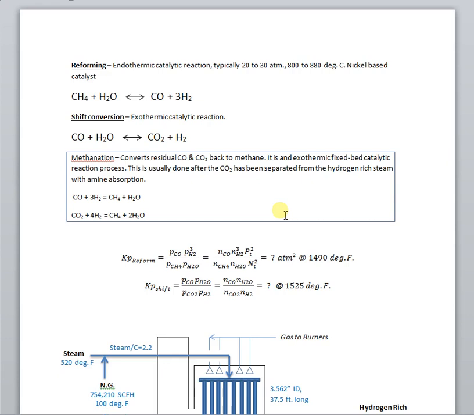Back to the reformer process. The partial pressure equilibrium constant, Kp, is used to express the relationship between product partial pressures and reactant partial pressures. As shown here, the equations can be rewritten in terms of mole fractions and total pressure. As temperature affects the reaction equilibrium, there is a unique Kp value for any specific temperature. These values will be calculated in the online calculator.